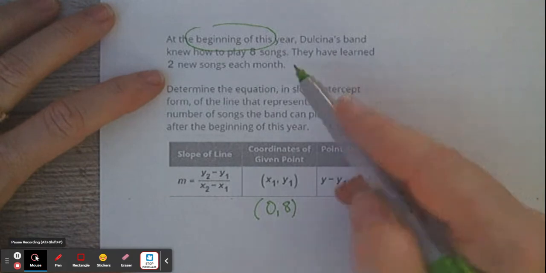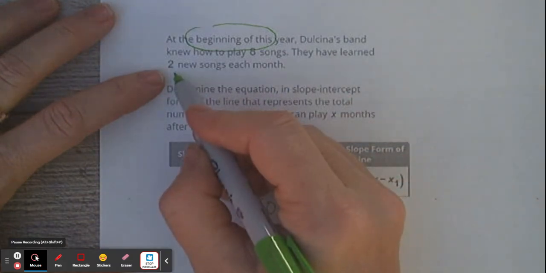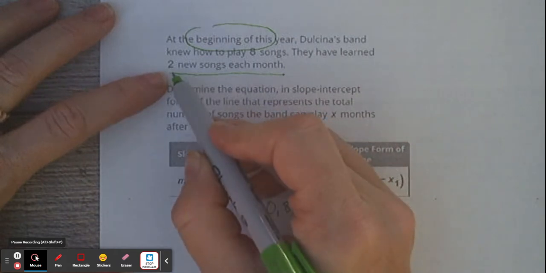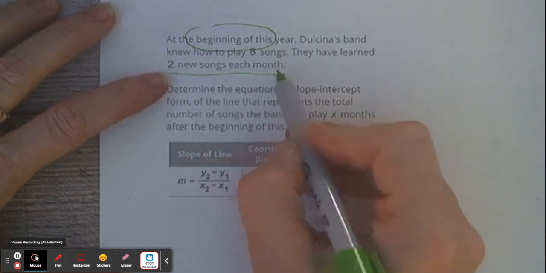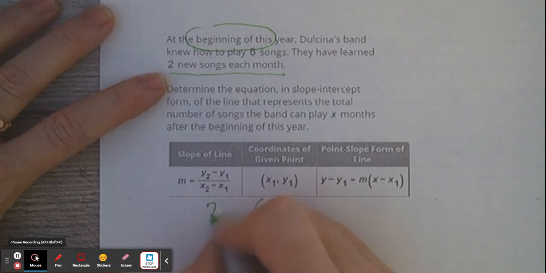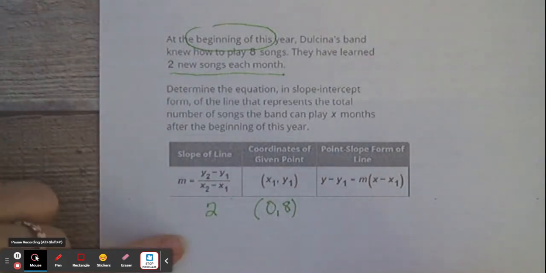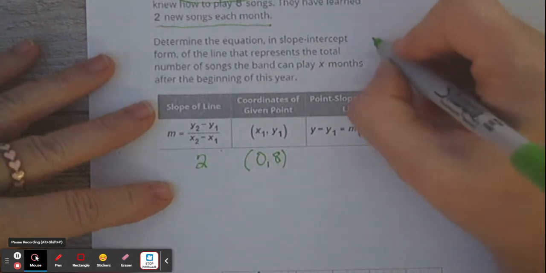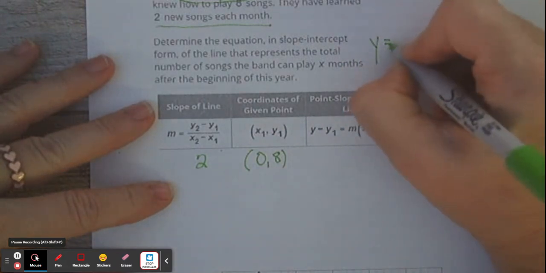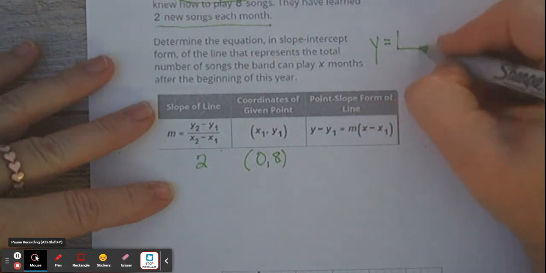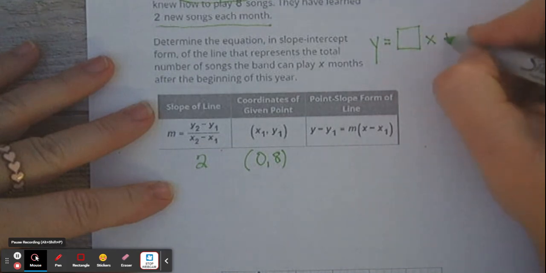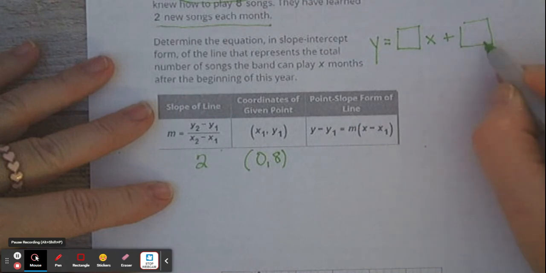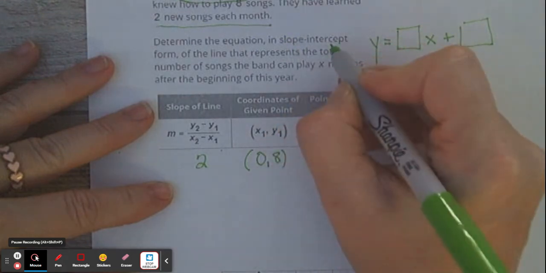Then it says they learned to play 2 new songs each month. Notice that as you read that sentence, you should hear a rate, 2 songs per month. So that goes in this box. That is the slope. Then it says determine the equation in slope-intercept form. So it wants you to write the answer in this form. Y equals something times x plus b. That's what slope-intercept form is.